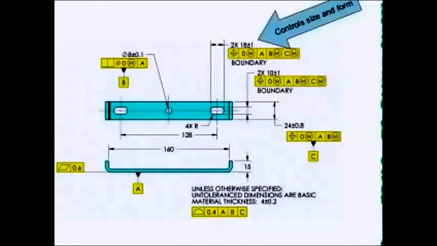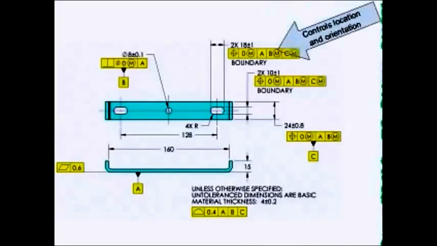A position tolerance with the word boundary is applied to each position tolerance. The size limits are controlling the size and form of the slot, although what is actually allowed on the radii is a little fuzzy. The position tolerance controls the location and orientation of the slots to the datum reference frame.